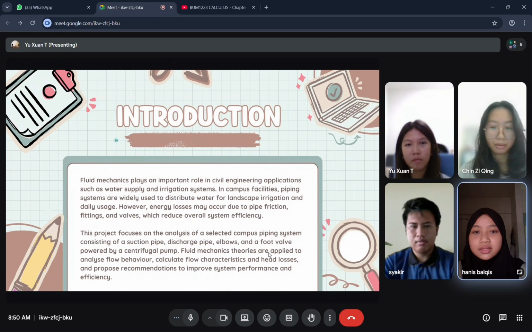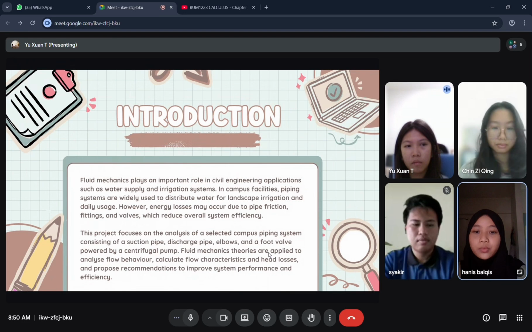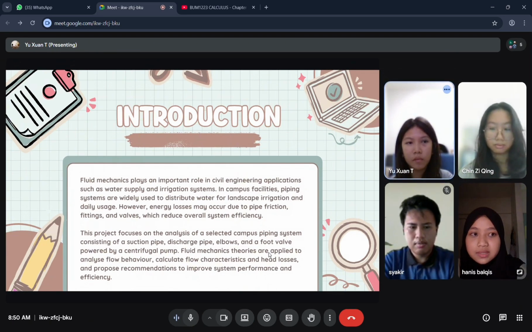The introduction for our WBP is fluid mechanics plays an important role in civil engineering applications such as water supply and irrigation systems. In campus facilities, piping systems are widely used to distribute water for landscape irrigation and daily usage. However, energy losses may occur due to pipe friction, fittings and valves, which reduce overall system efficiency.